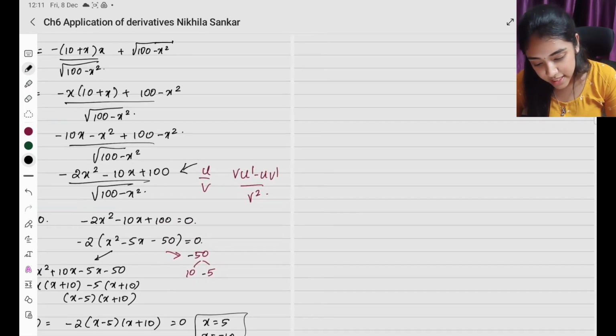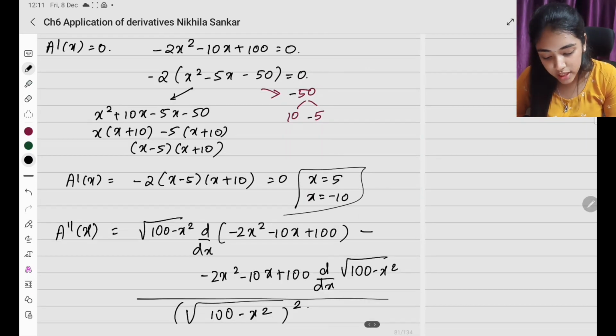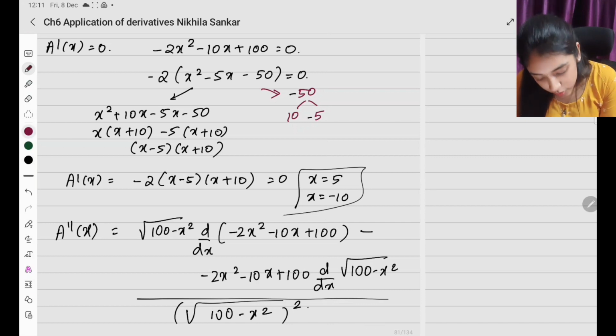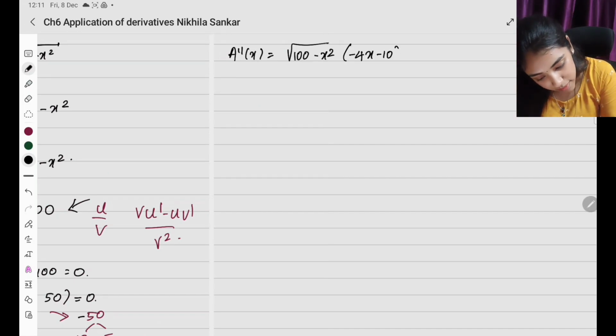Root of 100 minus x square. So let me write that here. I have a double dash of x equals root of 100 minus x square. Now I am going to do d by dx of this. What will we get? Differentiating, minus 4x minus 10. Okay, let me write that here. So it is going to be minus 4x minus 10.